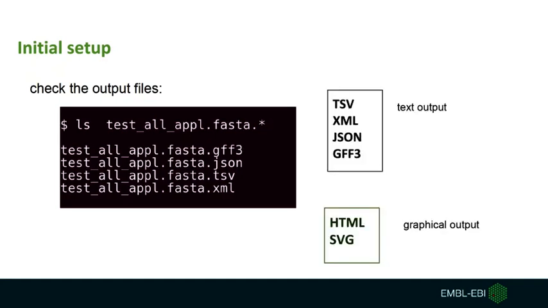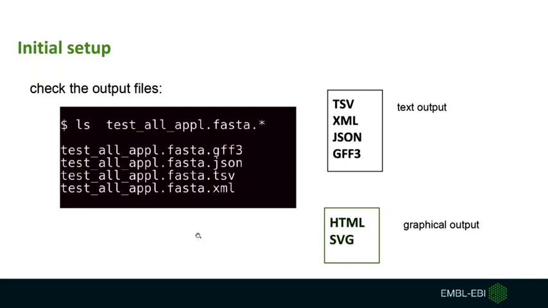Okay, so as I mentioned, the default output formats are TSV, XML, JSON, and GFF3. But we also have other graphical outputs. These are HTML and SVG. There are some use cases where people want to have an HTML view or an SVG view of the output results. So for example, if you want to include the results in a paper, you might want to use the SVG format because it provides a much better way to do that than the other formats.